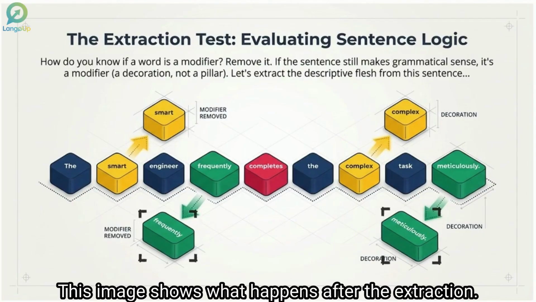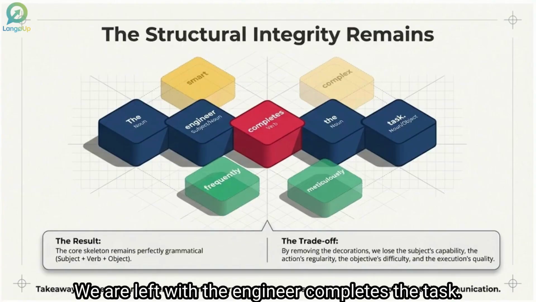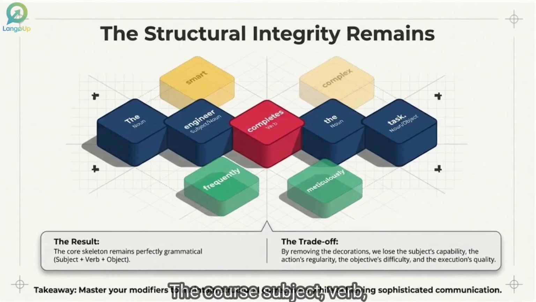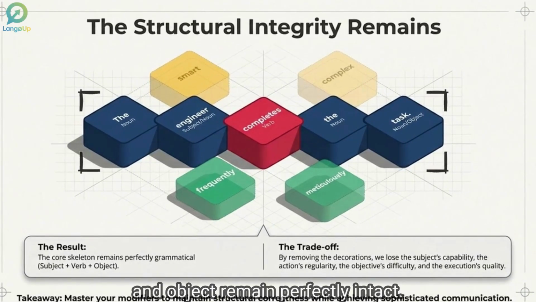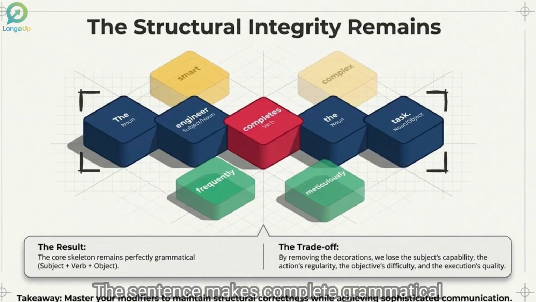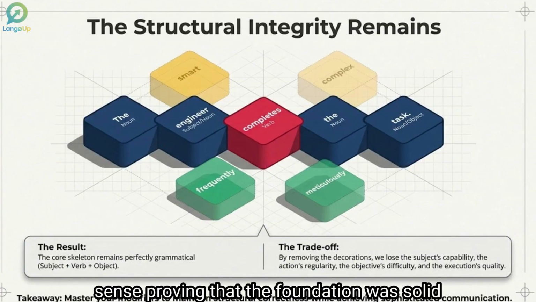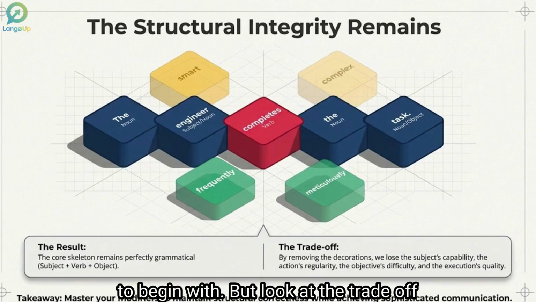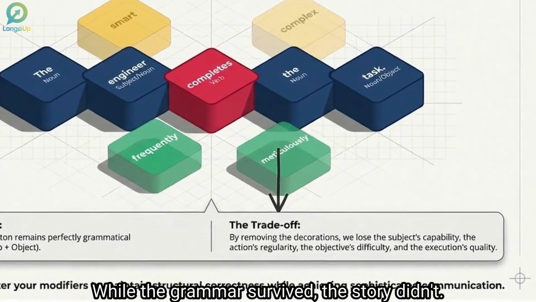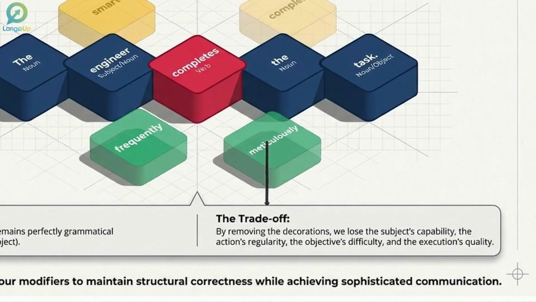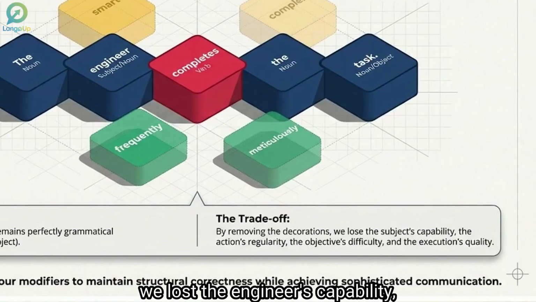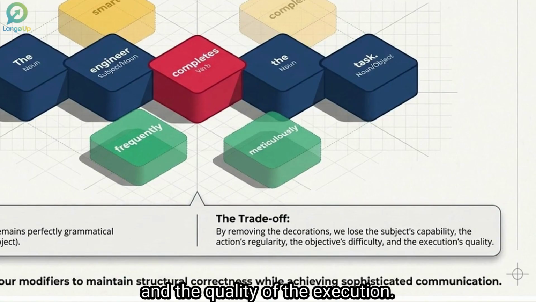This image shows what happens after the extraction. We are left with the engineer completes the task. The core subject, verb, and object remain perfectly intact. The sentence makes complete grammatical sense, proving that the foundation was solid to begin with. But look at the trade-off text box in the corner. While the grammar survived, the story didn't. By removing those modifiers, we lost the engineer's capability, the regularity of the action, the difficulty of the goal, and the quality of the execution.